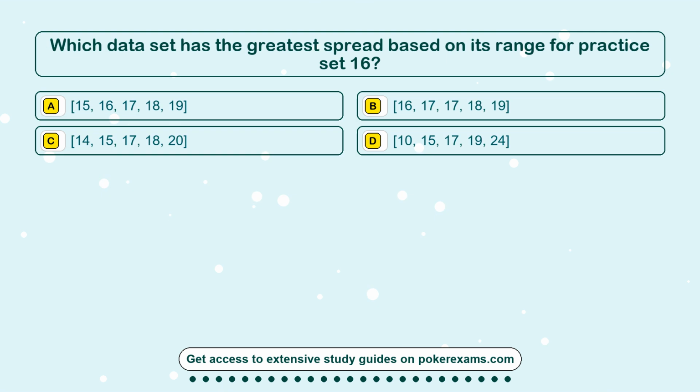Question 21. Which data set has the greatest spread based on its range for practice set 16? Option A 15, 16, 17, 18, 19. Option B 16, 17, 17, 18, 19. Option C 14, 15, 17, 18, 20. Option D 10, 15, 17, 19, 24.